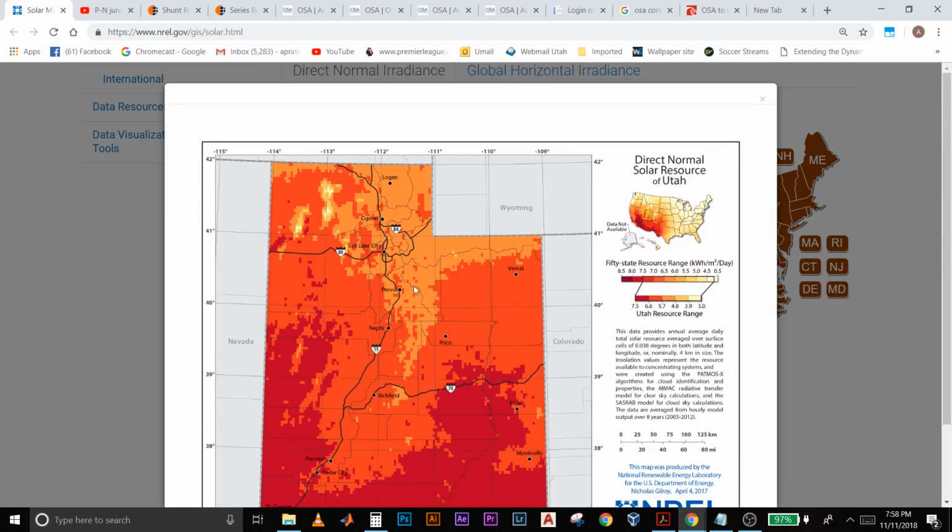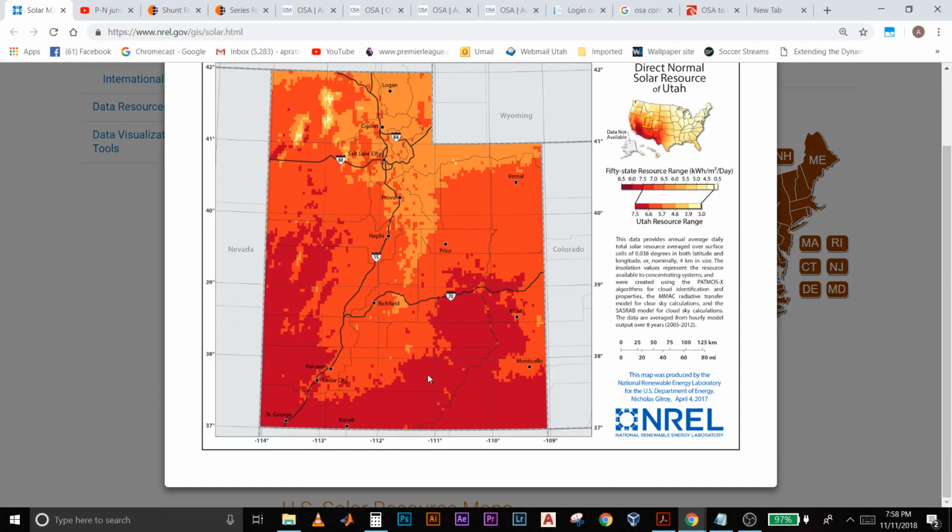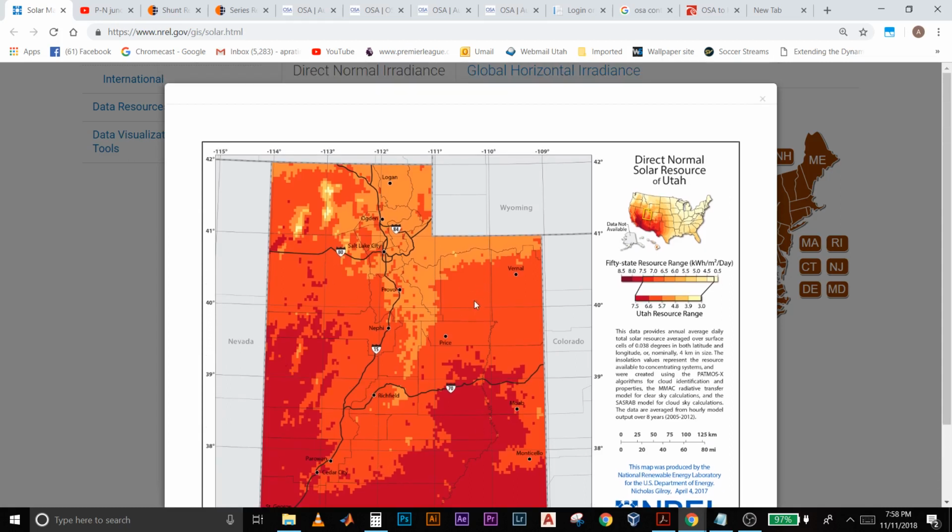irradiance of our state. And as you can see, and this might be helpful for some of your projects, if any of you are going to work on photovoltaics, then you can definitely make use of these maps and get useful data, because this is real-time recorded data by the Renewable Energy Lab. So you can definitely use this kind of data and make your projects very presentable.